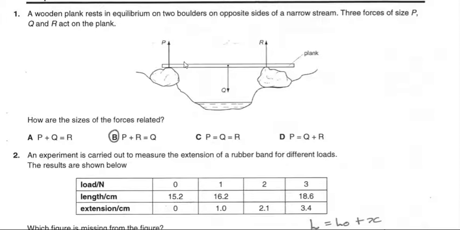Well, the sum of the upwards forces has to be equal to the sum of the downwards forces. If they're all the three forces directly on the plank, then P plus R equals Q.